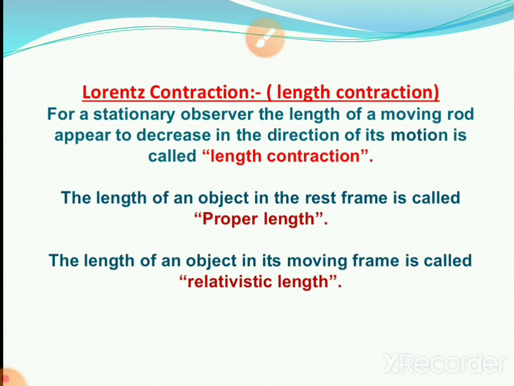So next let us know what you mean by proper length and relativistic length. The length of an object in the rest frame is called the proper length. The length of an object in its moving frame is called the relativistic length.